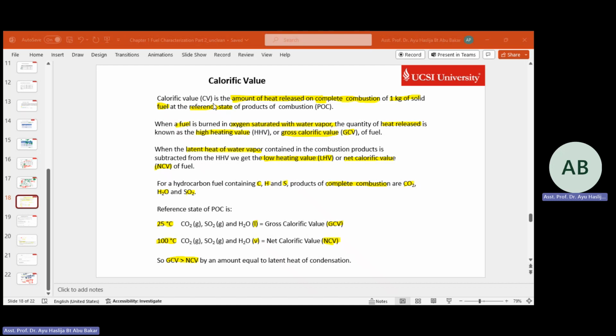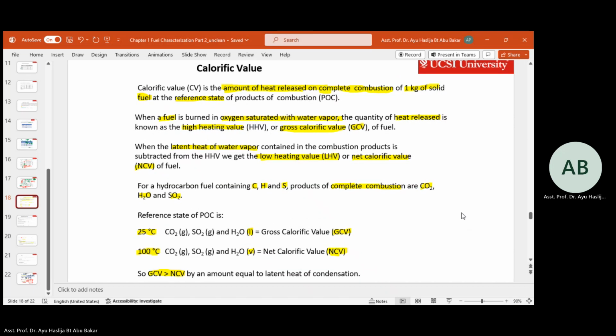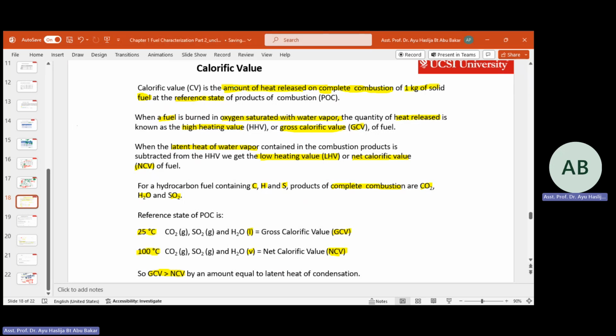The calorific value is the amount of heat released on complete combustion. It is the standard of the fuel, how much amount of heat that the fuel can supply.